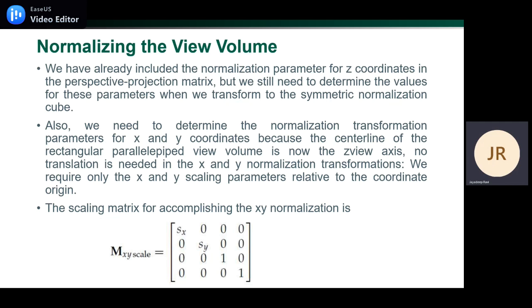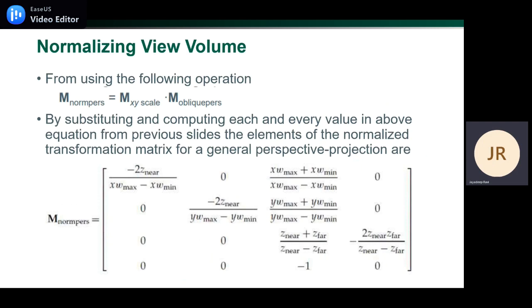No translation is needed for the x and y normalization transformations, and we use a scaling matrix. The scaling matrix is determined below. This is a scaling matrix which has Sx and Sy. To find the normalized perspective projection matrix, we need two matrices that we have to multiply: the oblique perspective matrix and the scaling matrix, which we showed in the earlier slide. By multiplying them, we obtain the normalized perspective projection matrix.